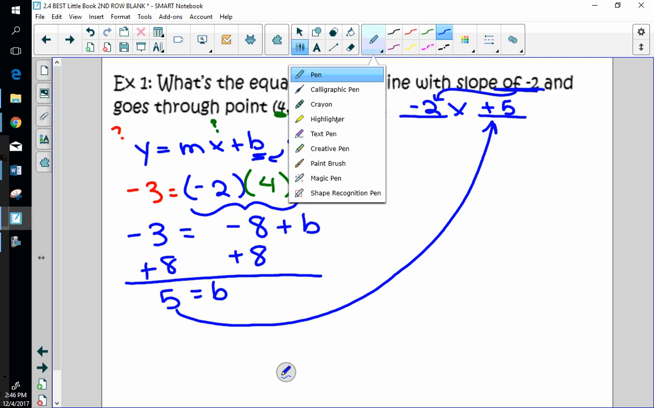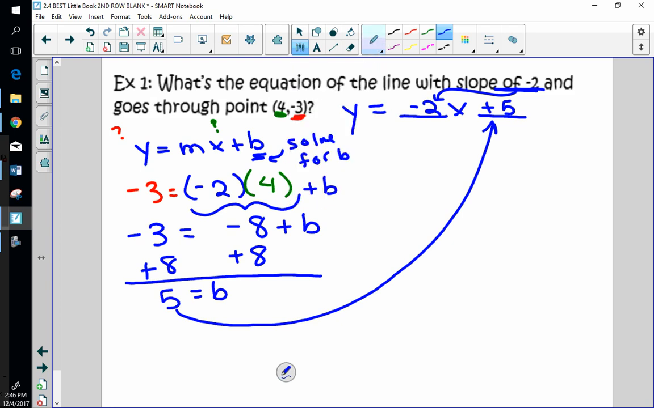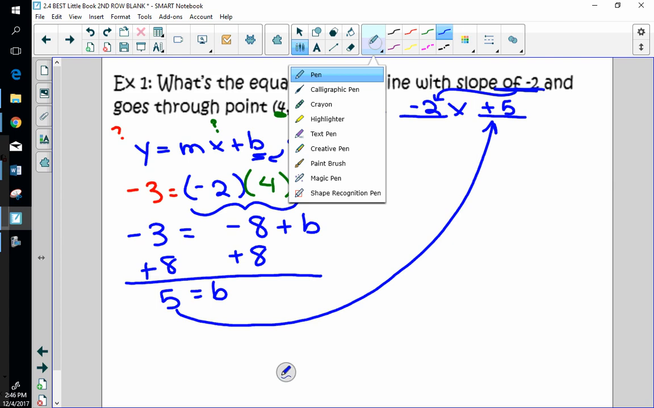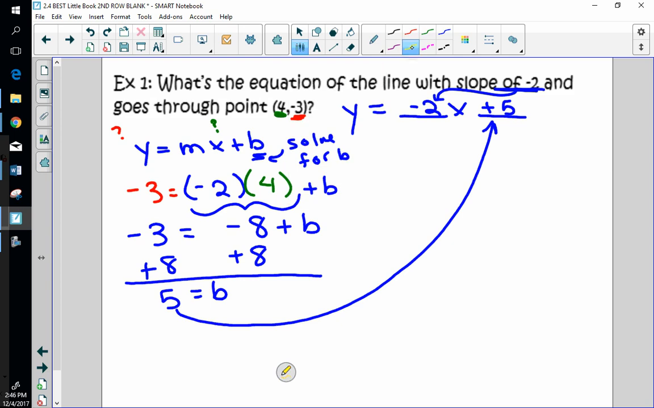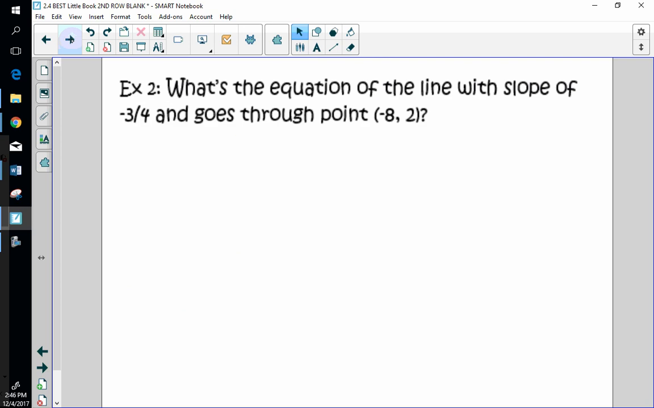Final answer is going to be this right here. y equals -2x plus 5. And then we're done. Let's go to the next problem.